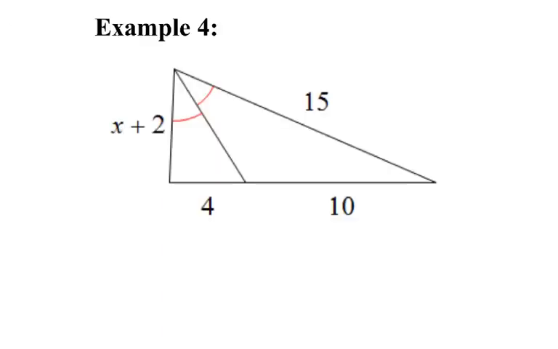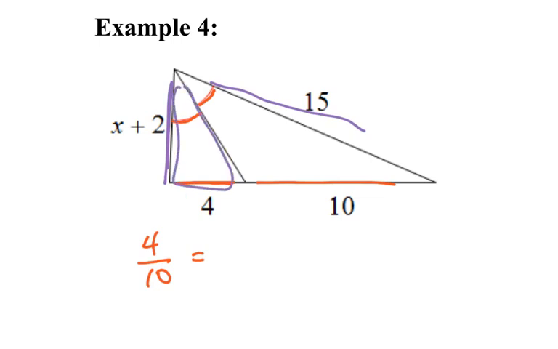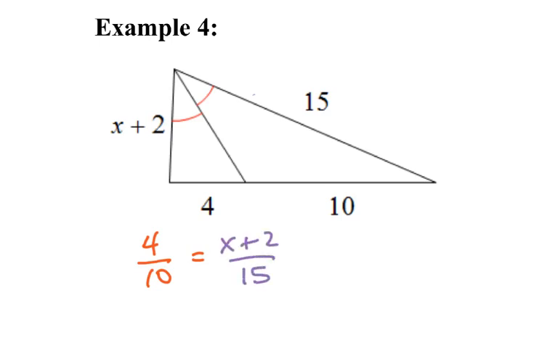So example number 4, you'll note that it's given that we have an angle bisector. And so this is splitting the opposite side, that's this side. So we're going to split it 4 to 10, and then it's going to be proportional to the corresponding side. So you'd have to do the x plus 2 first because that's the part of this triangle. So I'm going to say equals x plus 2 over 15. And so then I use my cross products to solve. So I'm going to have 60 is equal to 10x plus 20 when I multiply everything.